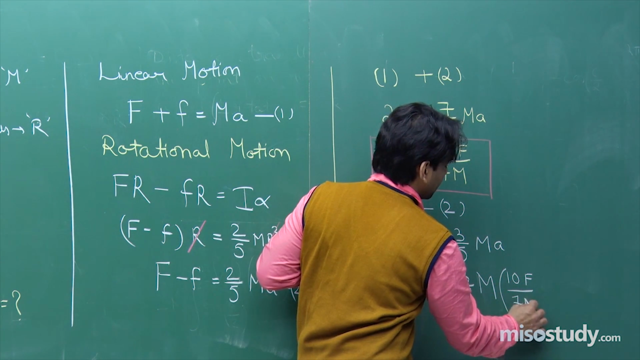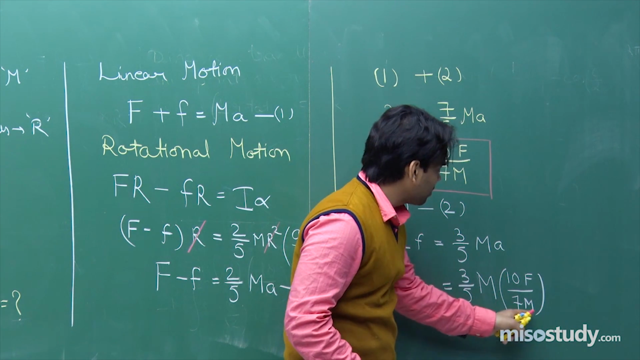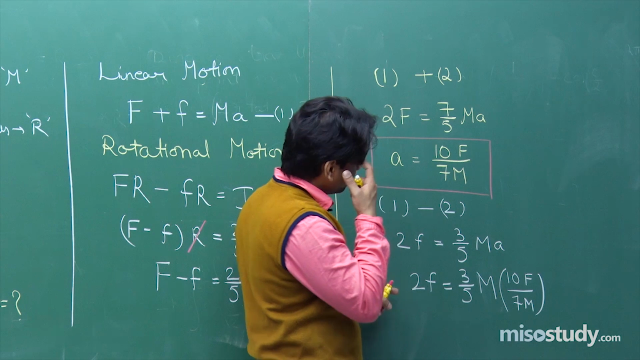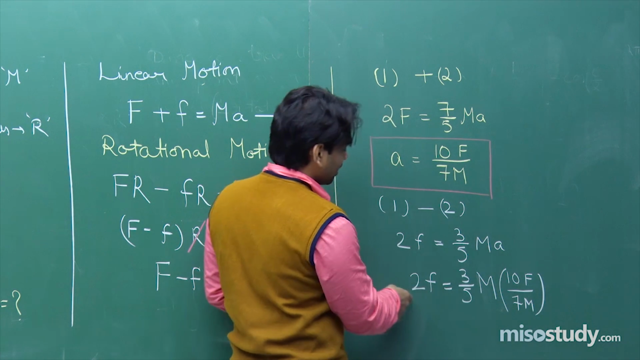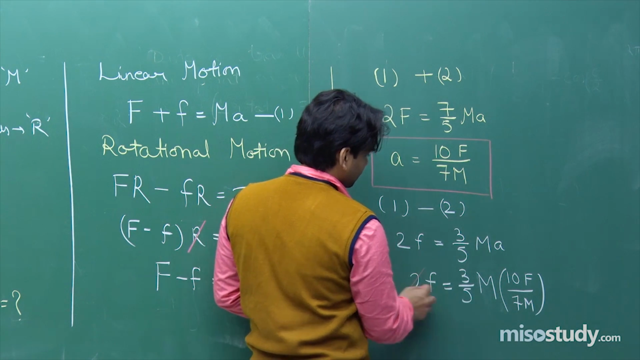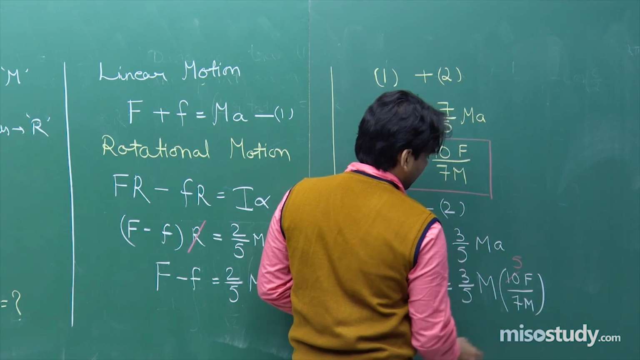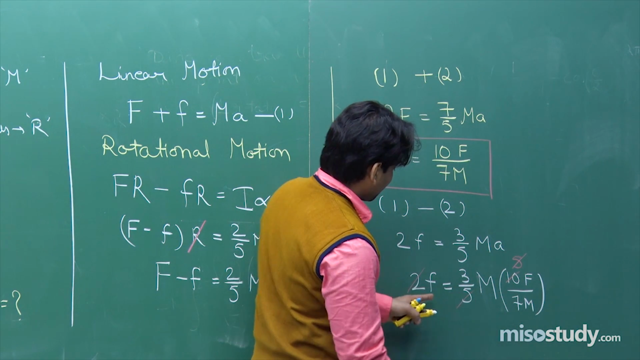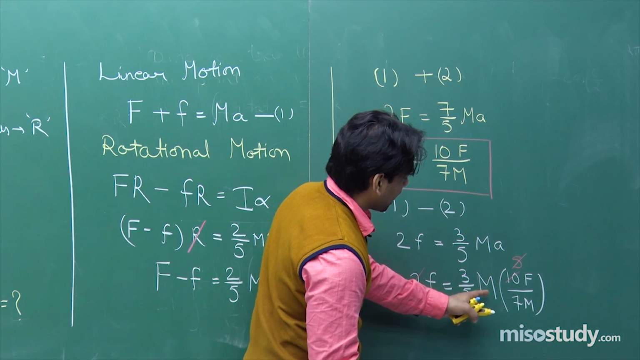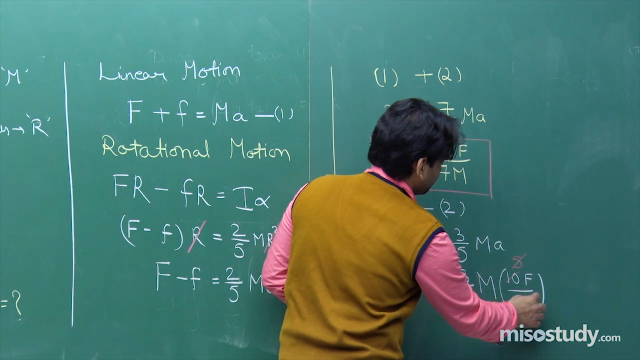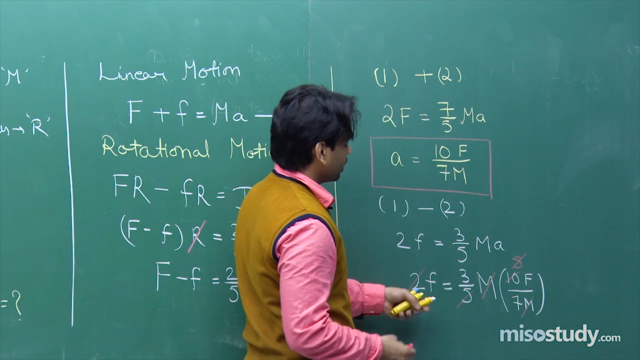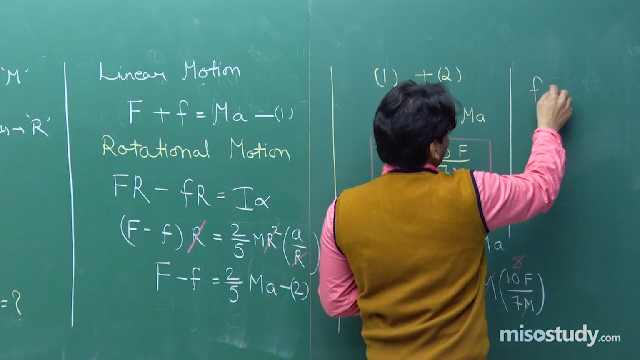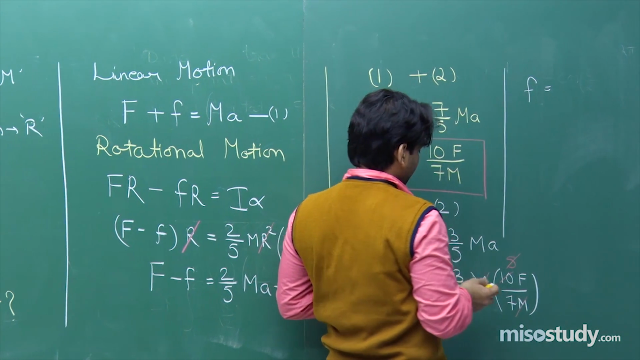10F by 7M. M and M cancel out, and we are left with 2F. Now, 2 will cancel with 10 to give us 5, and 5 and 5 cancel out, leaving us with 3. So F is equal to 3F by 7, M and M cancelled. So small f comes out to be 3 capital F by 7.